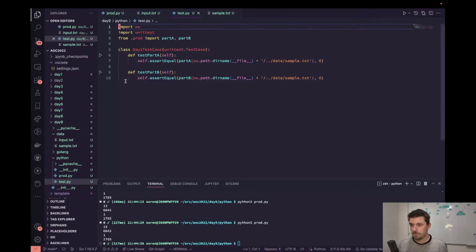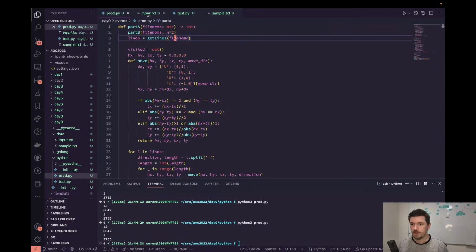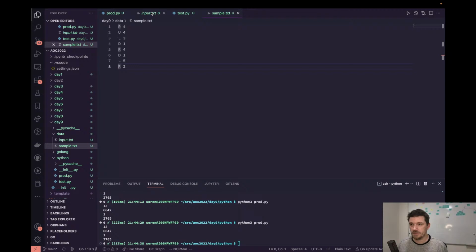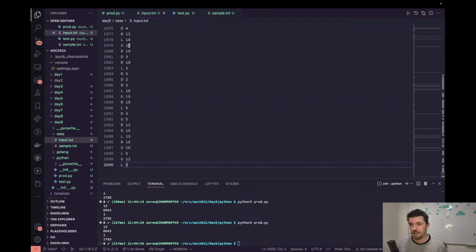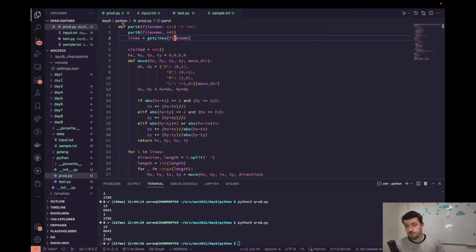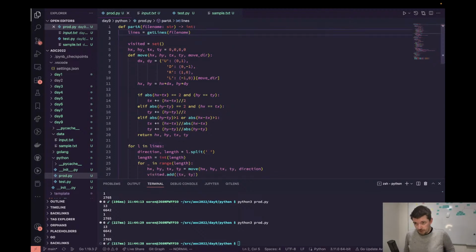Yeah. Okay, so let's take a look. The sample's tiny. The real input is enormous. And it's not a preset coordinate system. You don't know how big it's going to get. So however you want to structure that doesn't really matter. I figured it made most sense to start at 0. So I defined, I knew we were going to count which positions the tail had visited. And as usual, that's a set.